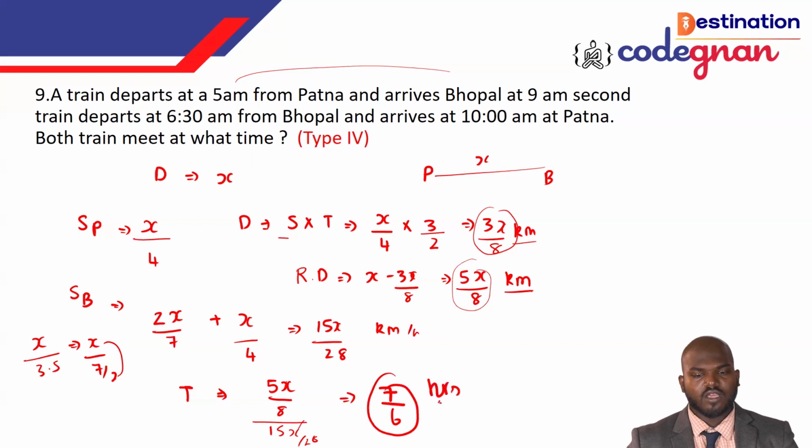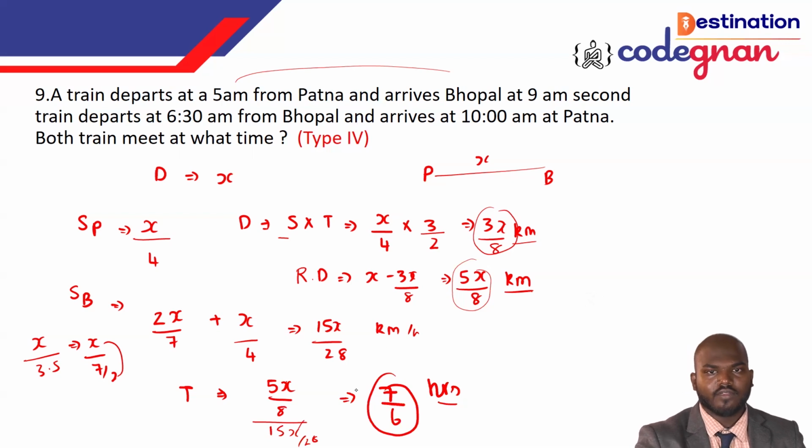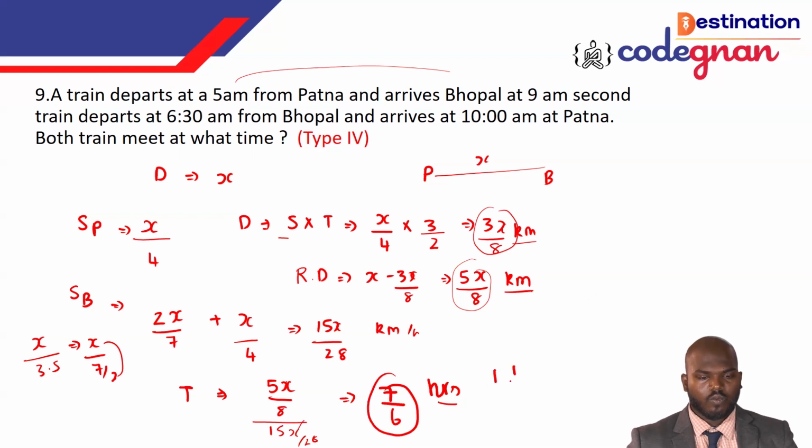So 7 by 6 means how do you take the time? Both of the trains started at 6:30 a.m. So 6:30 plus 7 by 6. 7 by 6 means 1 hour and 1 by 6, and 1 by 6 of an hour is 10 minutes. So 6:30 plus 1 hour 10 minutes gives the answer: 7:40 a.m.